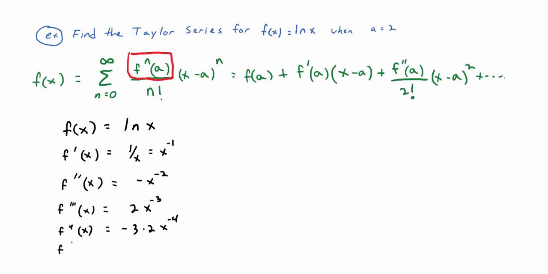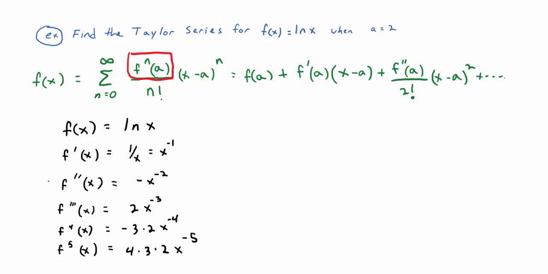What would be a good name for the fifth derivative? Would it be positive or negative? Positive. So positive 4 times 3 times 2, I'm sensing a pattern, times 1, but we don't need to write that, times x to the negative 5. I think that's probably enough for a pattern.